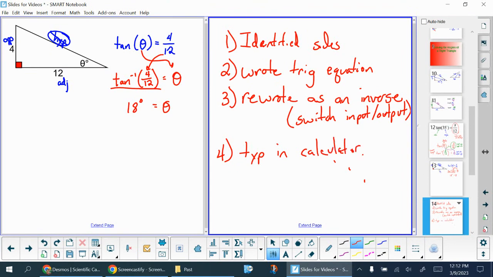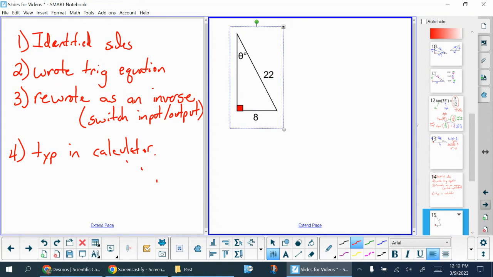The nice thing about these is you're really never going to have to actually do any algebra. Once you can write down the ratio, write down the trig equation, turn it into its inverse by switching the inputs and the outputs, then you just type that into your calculator to get the angle. That's all there is to this. So let's go ahead and do this next one here. I'll leave those steps over on the side.